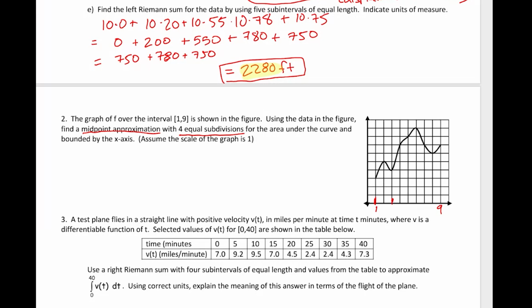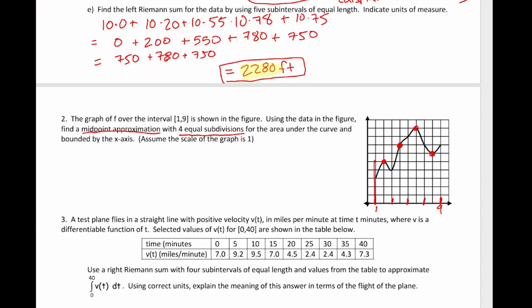So I'm not going to draw my rectangles yet. I'm just going to draw in where my partitions are going to be. And then if I'm using the midpoint approximation, I'm going to pick the value of the function that is in the middle of each partition. So for example, the height of the first rectangle will be found right here. The height of the second rectangle is here. The height of the third rectangle is here, and the height of the last rectangle should be here.